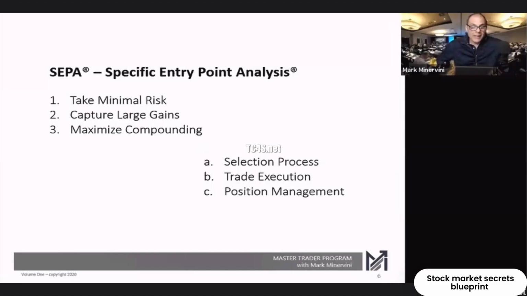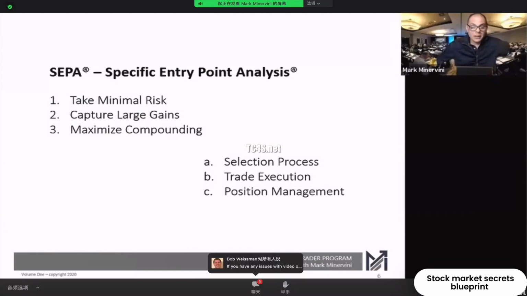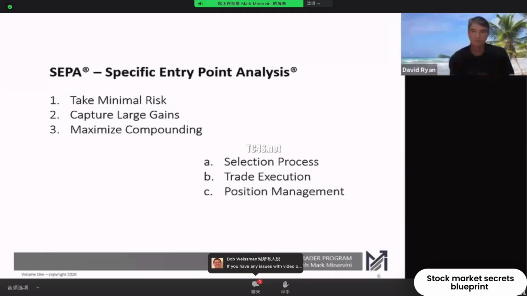And then being able to do that as often as possible and to turn over your edge maximizes your compounding. That's how you get bigger returns with less risk: being able to turn that edge over as much as possible. And from there, it's selection. It's a selection process, trade execution and position management. And we're going to go through all of this over the next several days.